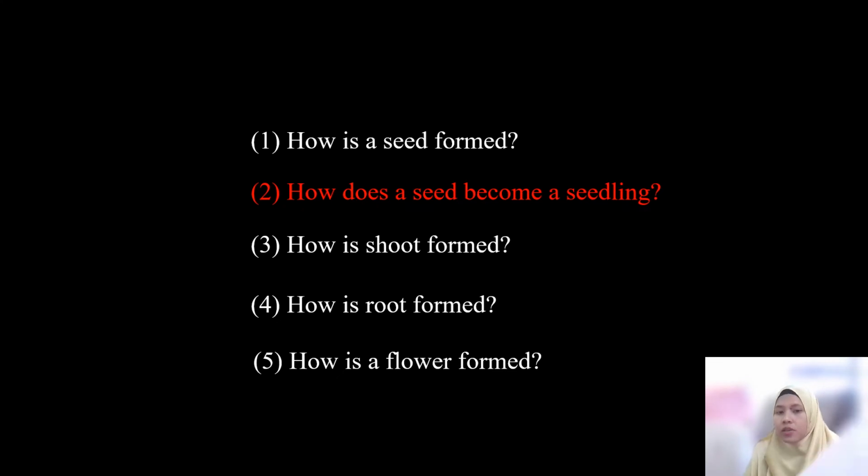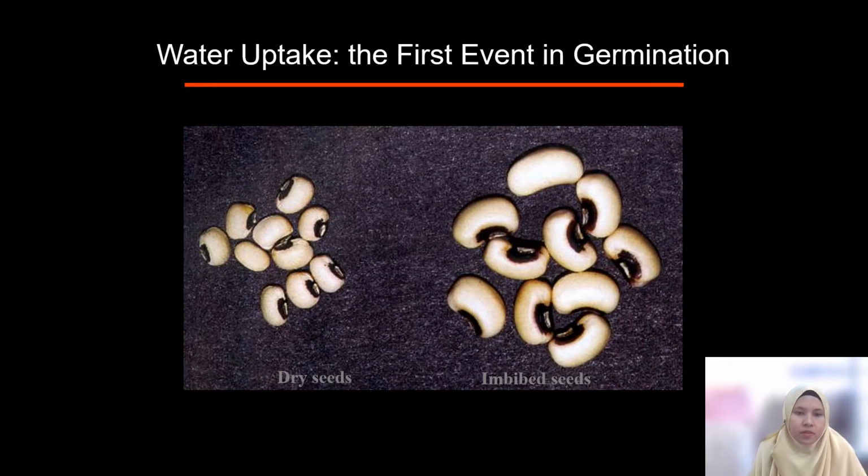So that is how the seed is formed. So let's have a look at the second step. Once the seed is formed, how does it become a seedling? The seeds become the seedling through the germination process. And for the germination process to take place in plants, it has several factors that contribute to the germination process.